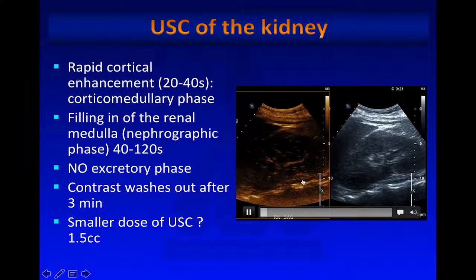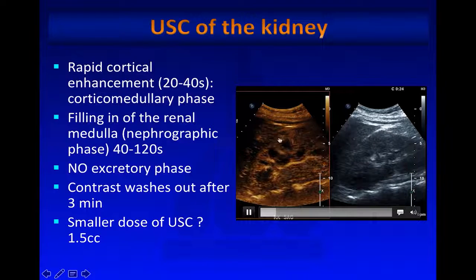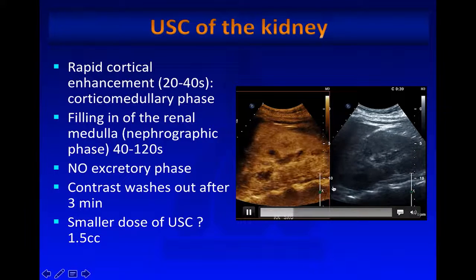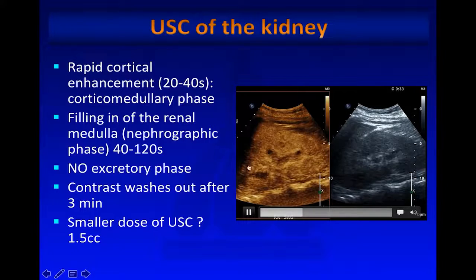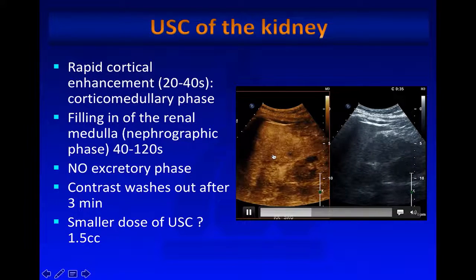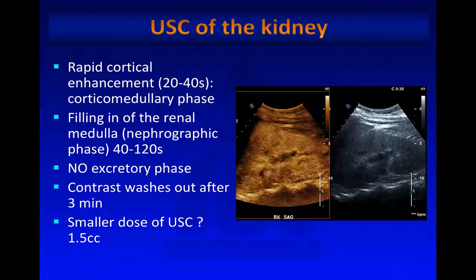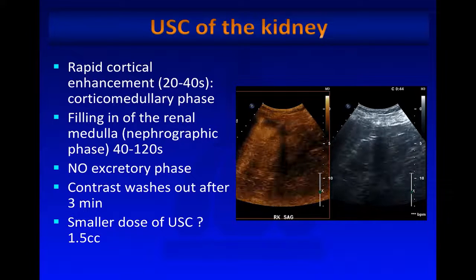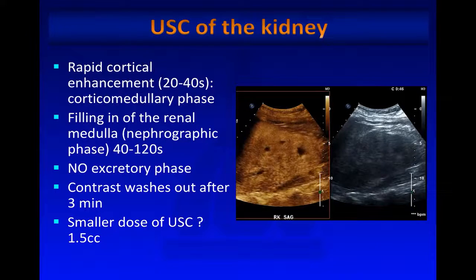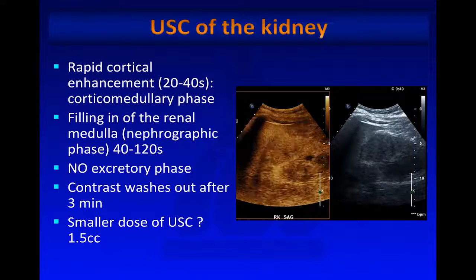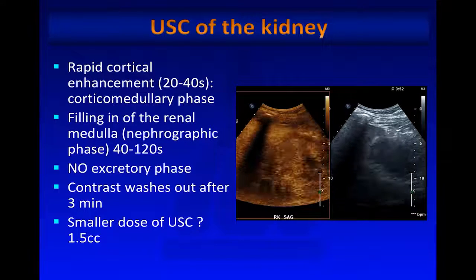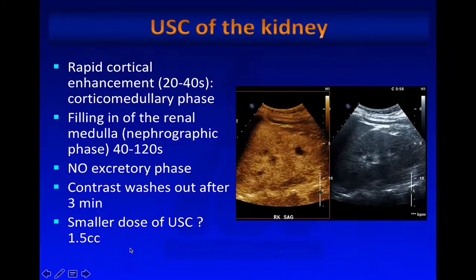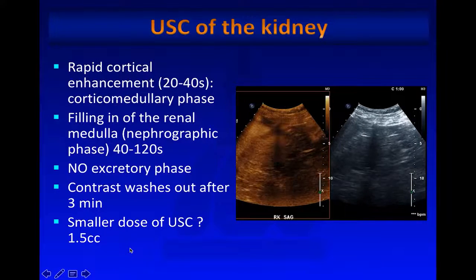So you have the corticomedullary phase between 20 and 40 seconds. And then after 40 seconds, typically you have filling in of the medulla. So you have a nephrographic, more homogeneous phase. And remember, there is no excretory phase. And the kidney, typically the contrast will wash out after 3 minutes. And the other thing is that perhaps it's advantageous in the kidney to use a slightly smaller dose, maybe 1.5, 2 cc's. There is no good studies about it, but it seems like if you use more, the examination is almost too bright. And the advantage of using a smaller dose is you can also easily do multiple injections if you need to.